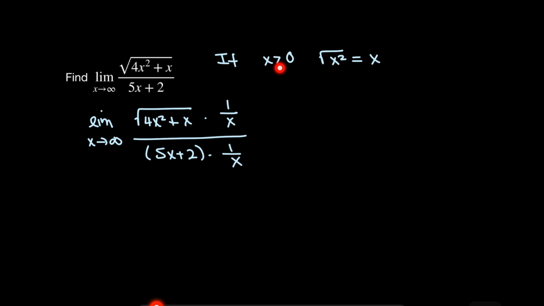Now, if x is bigger than 0, if x is positive, which it is because we're finding the limit as x goes to positive infinity, then the square root of x squared is equivalent to x. Square root, squared, they undo each other. Square root of x squared is equivalent to x. So in the numerator, I'm going to replace that 1 over x with a 1 over the square root of x squared. And that's going to allow me to do some algebra to the numerator.